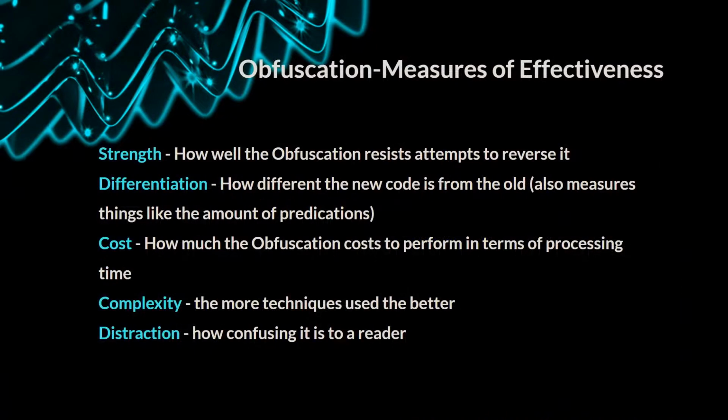Okay, next. So now we're talking about the measures of effectiveness for obfuscation. So the first is strength, which is how well it resists attempts to reverse it. Then differentiation, which is how different the new code is from the old. And it also measures things like the amount of predications added, as well as dummy code and anything you add. It measures that. Next is cost.